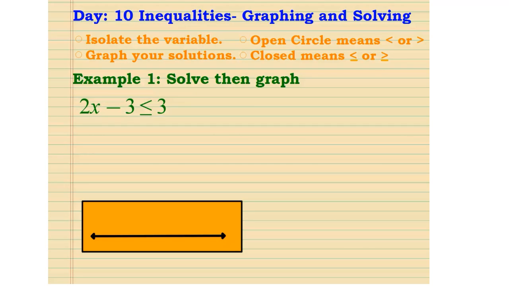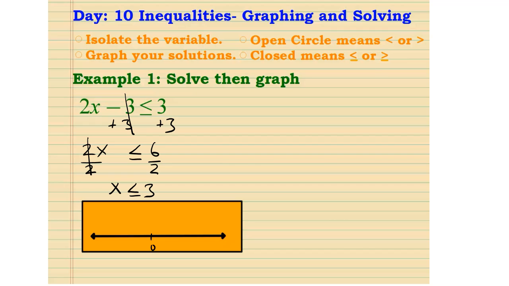Here's our first example. We're going to solve this inequality just like we solve equations. We're going to add 3 on both sides. These are going to add up to 0. 2x is less than or equal to 6. Divide each side by 2. These are going to divide to be 1. 1 times x is less than or equal to 3.